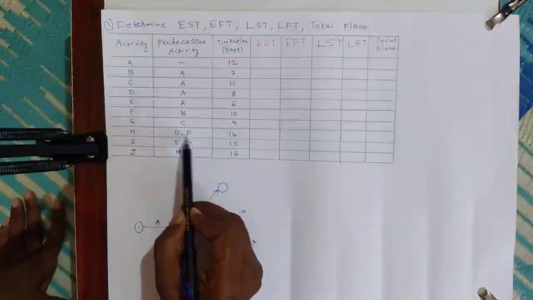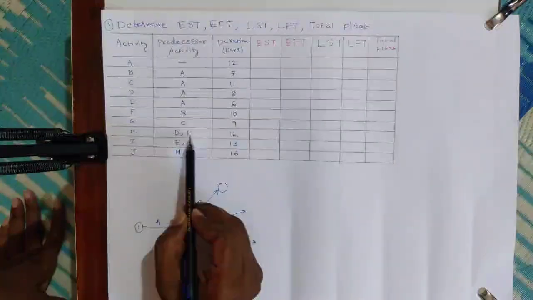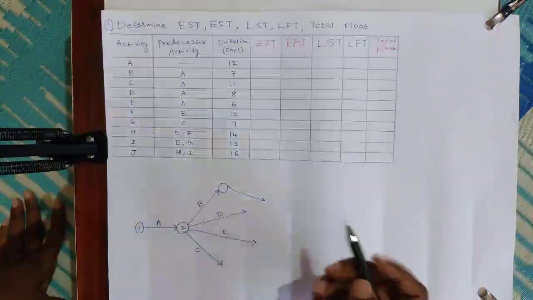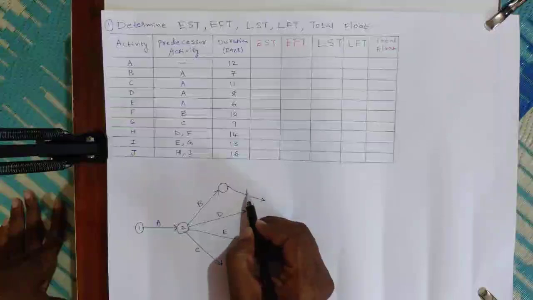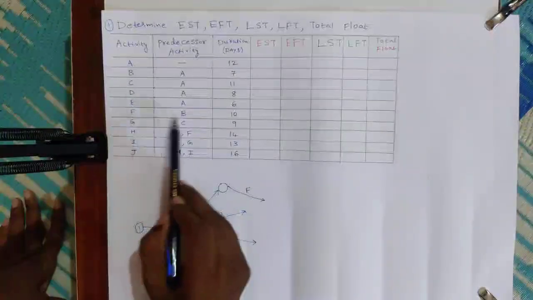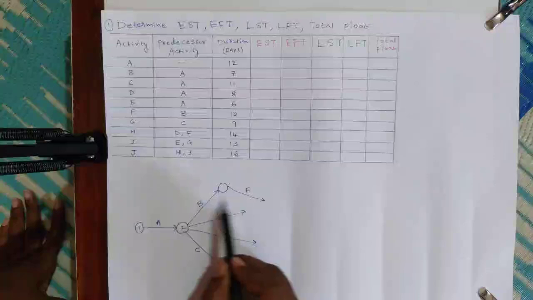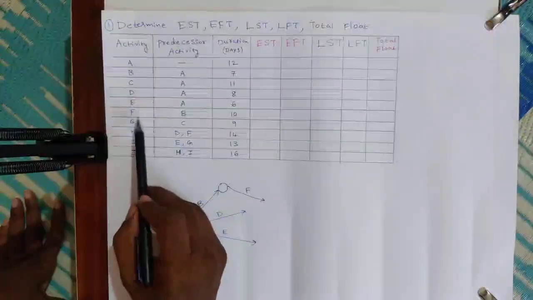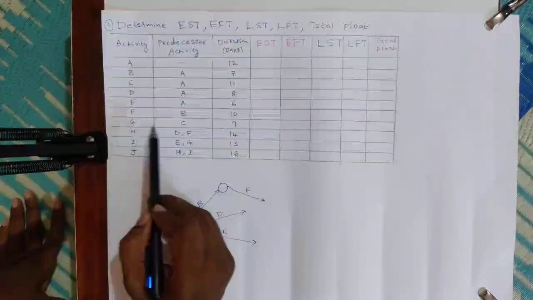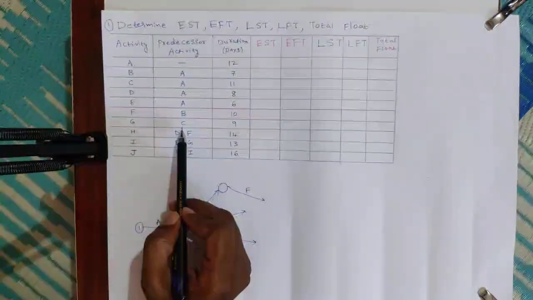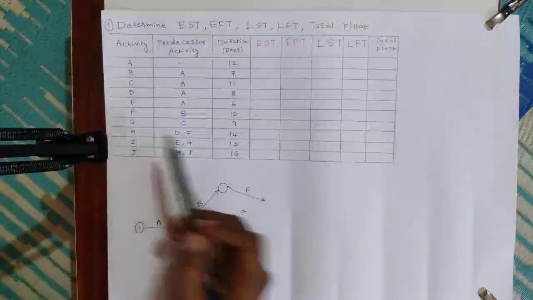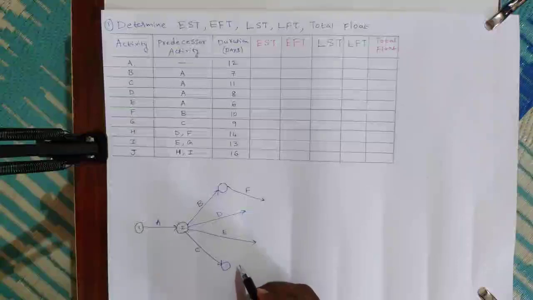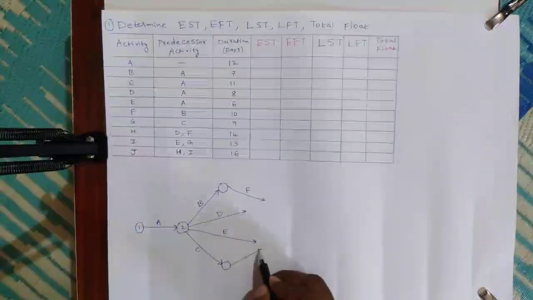And for D and F, after completion of both D and F, H comes. This is activity F, drawn after completion of B. Similarly, after F, here G. For G, C is the predecessor activity. That means after completion of C, we can start G. That is G.